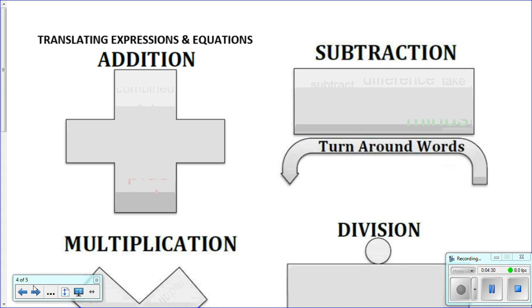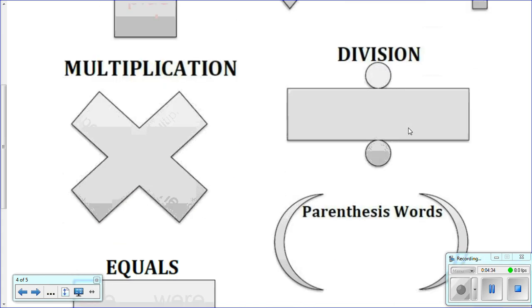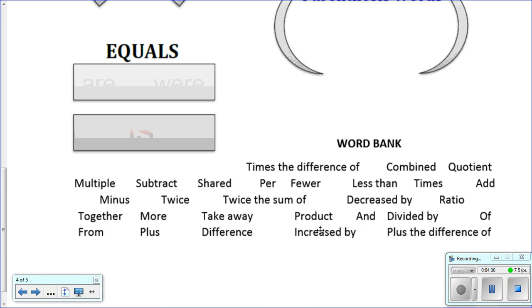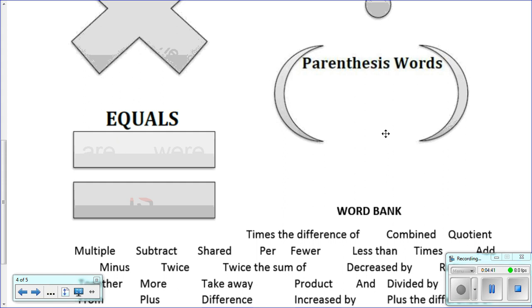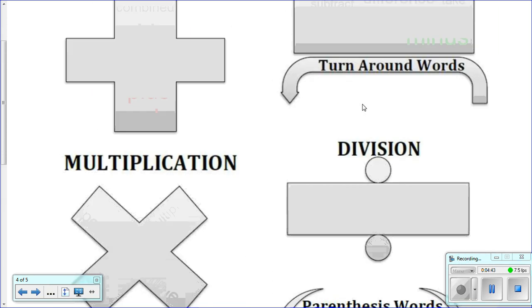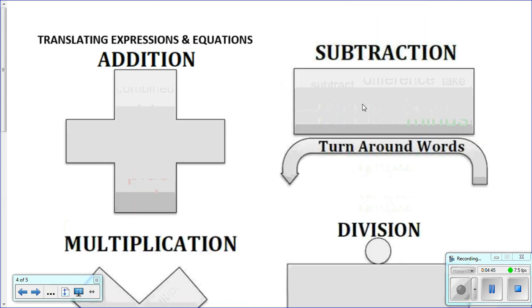Translating expressions and equations. Alright, this page, you got a bunch of stuff on it. Okay, at the bottom is a word bank. You need to put all these words onto whatever you think they mean. Okay, do that right now, and when you come back, we will go over them. Okay, so pause the video, do it, come back.